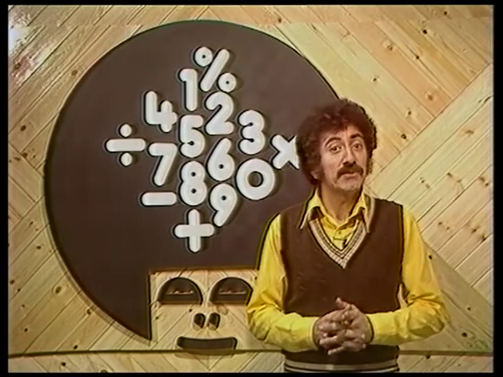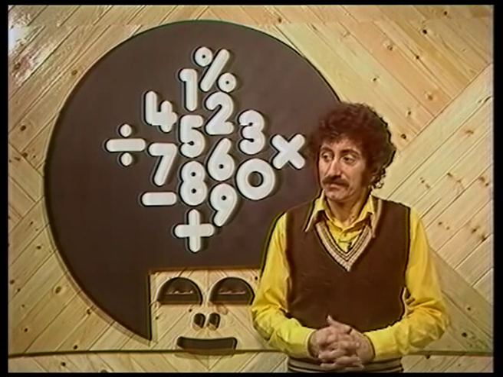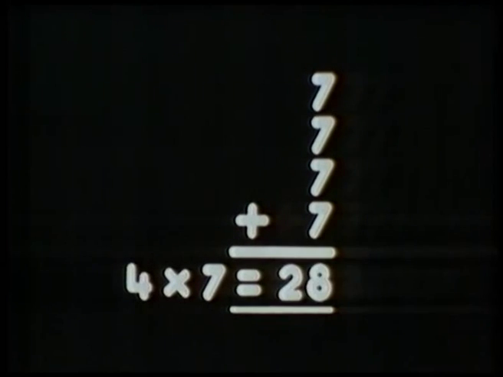Do you remember how we found out that multiplying was just repeated addition? 7 add 7, add 7, add 7. 4 times 7, well, that's 28. Or 4 add 4, add 4, add 4, add 4, add 4, add 4. 7 times in all is 7 times 4, and that's 28 as well.